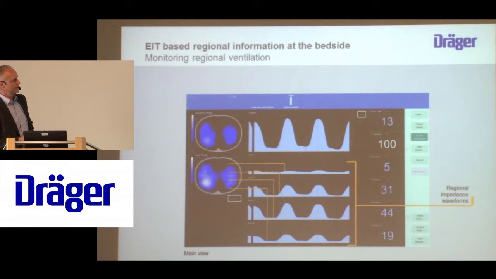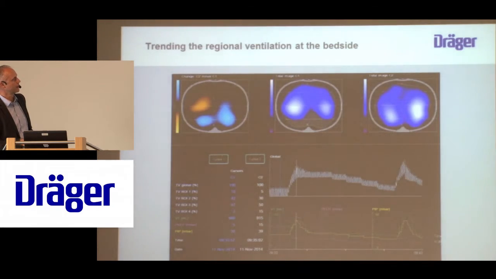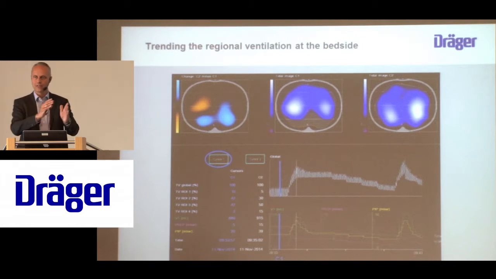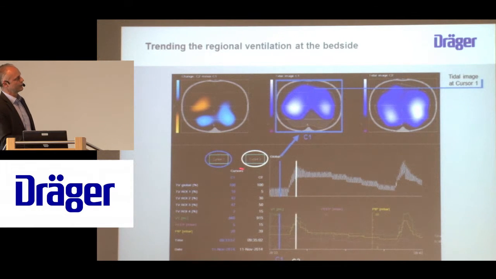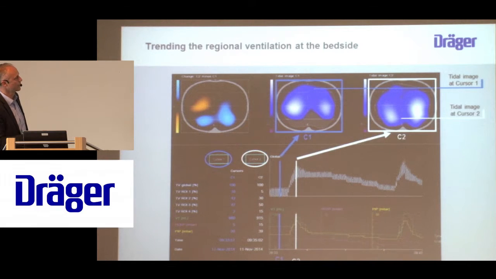Then we also have a trend view. There we have a global impedance waveform, just a global one. And then we have 2 cursor positions that we can navigate through the displayed data set. For each of those cursor positions, we're getting a corresponding tidal image and a differential image. This differential image shows in light blue color when the cursor position 2 receives more ventilation. And it's displayed in orange when here you have less ventilation compared to the cursor position 1.